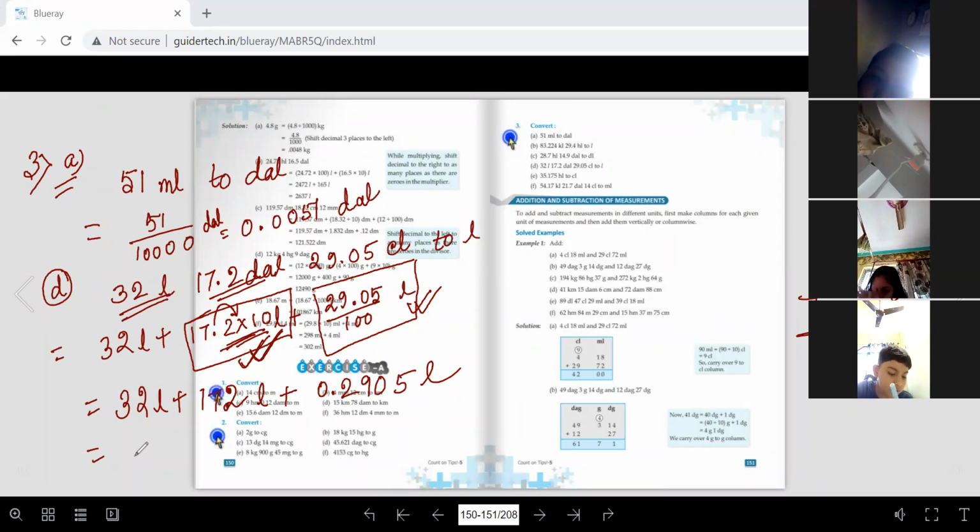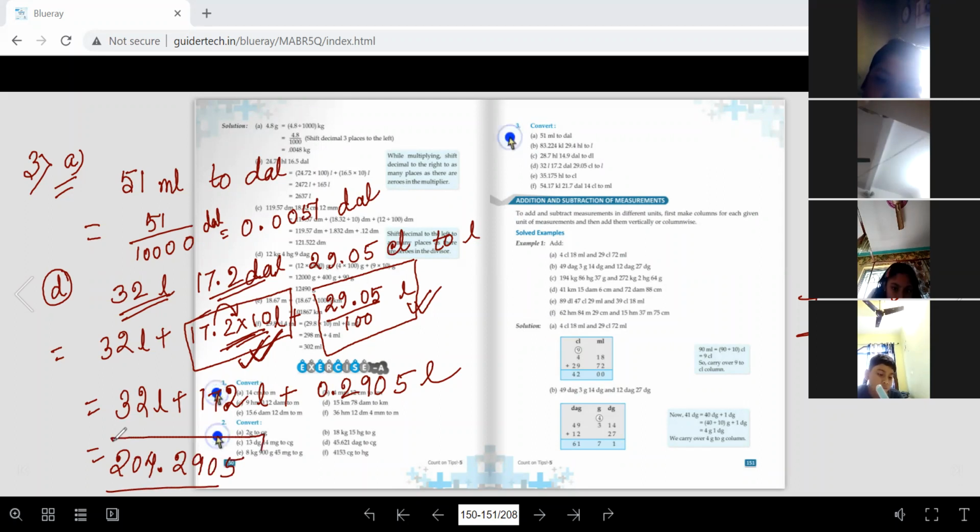204.2905 liter. Yes, ma'am, 204. 204.2905 liter. 4.2905. Yes, ma'am. 2905. Done. Ma'am, liter also, yes. Same answer, I got the answer. Achha, okay. Now the next one.